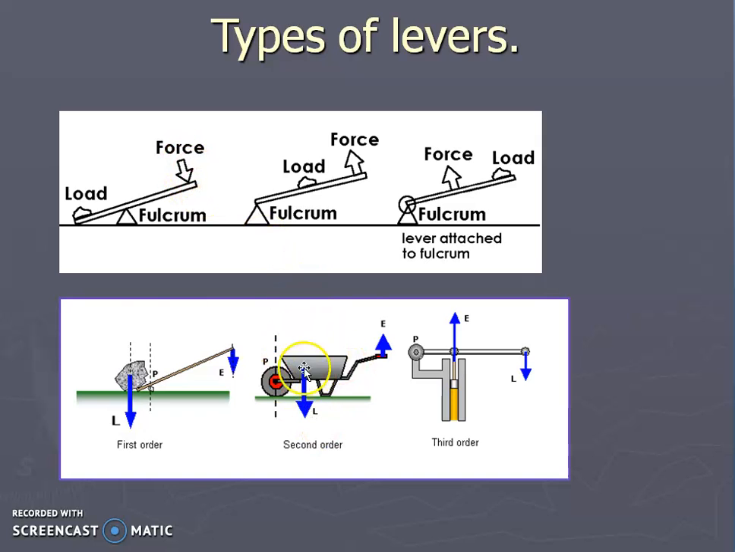This one is an example of second type lever. In this case, the load is in the middle. And this element is a wheelbarrow, where we place here the load, and we apply here the effort. This one is the fulcrum. And a third type lever, in this case, for example, this manual pump.